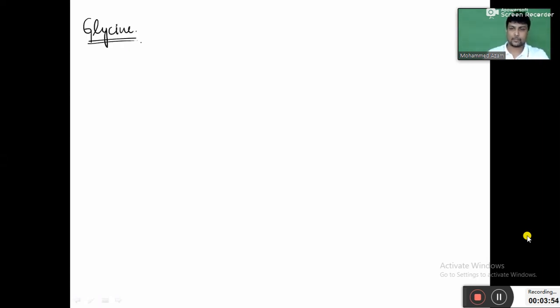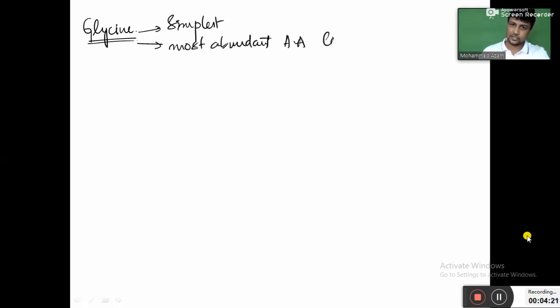Now my dear friends, the first point to remember about glycine is that out of all 20 amino acids, it is the simplest amino acid. Number two, it is the most abundant amino acid in collagen. A recently asked question: in the collagen protein, the most abundant amino acid is glycine.